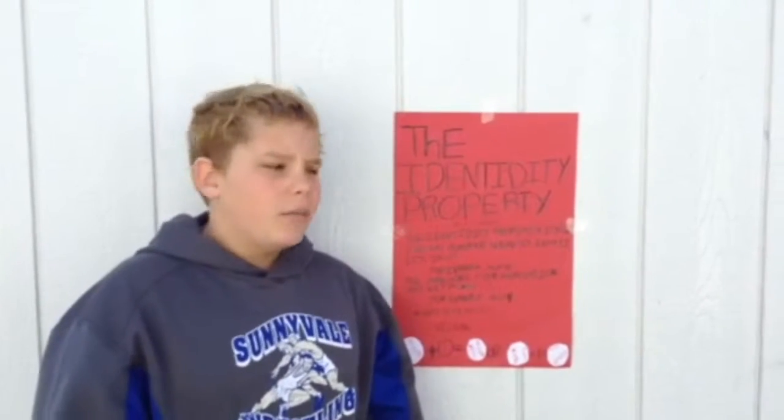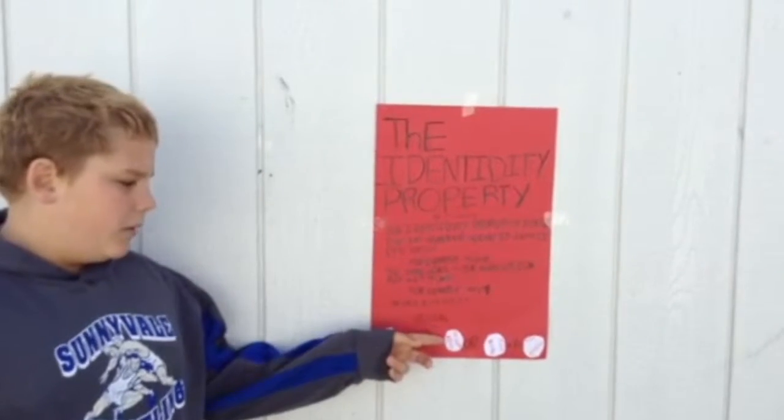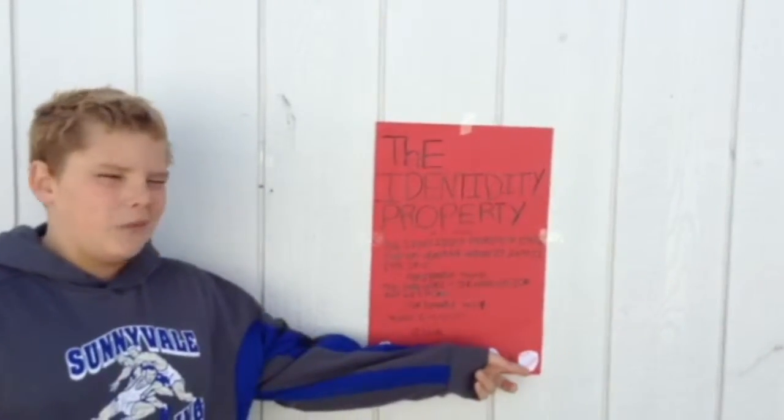The property of multiplication and addition. The identity property states that any number added to 0 is itself. For example, 9 plus 0 equals 9. This also goes for multiplication, except you have to multiply it by 1, not 0. For example, 9 times 1 equals 9. More examples are baseball plus 0 equals baseball, or baseball times 1 equals baseball.